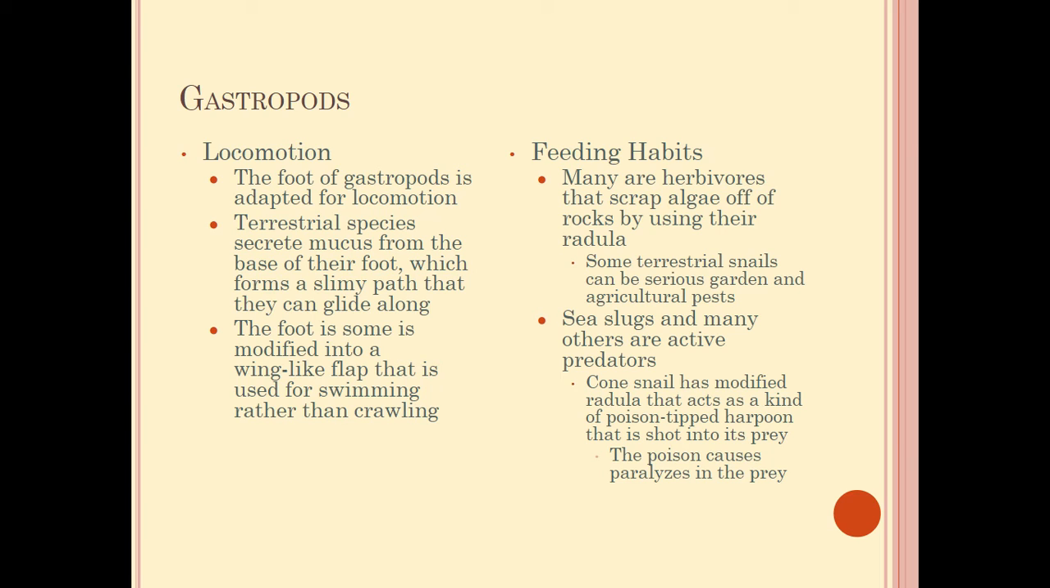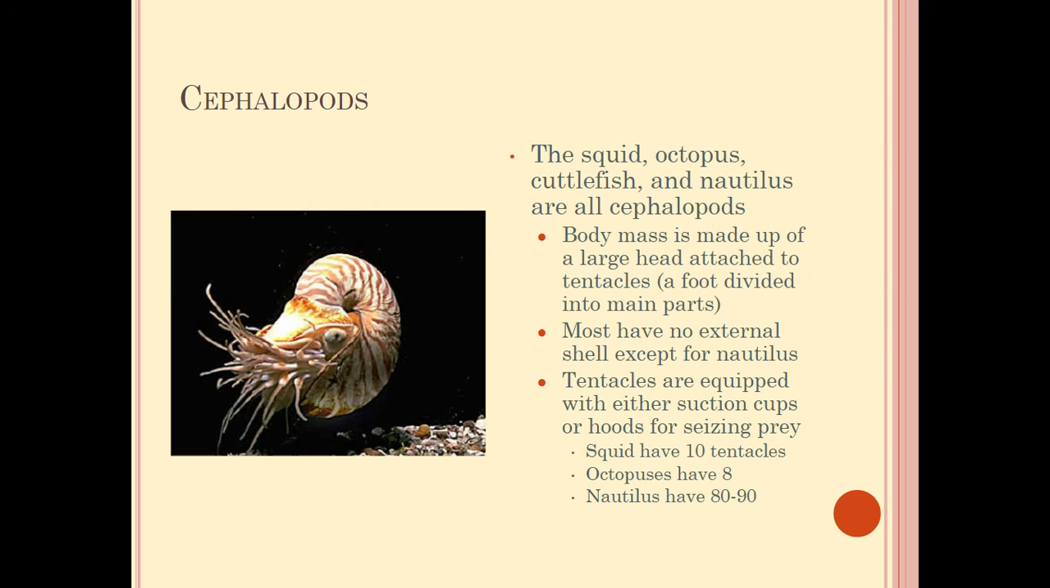Sea slugs and many others are active predators. Yay! Slugs are predators. The cone snail is a really cool one. It has a modified area, remember the teeth or the mouth portion, that acts as kind of like a poison tip or harpoon, and it shoots it into its prey, and then the prey becomes paralyzed. And then while the prey is still alive and paralyzed there and still knows what's going on, it's eaten. That's crazy, but kind of cool still.